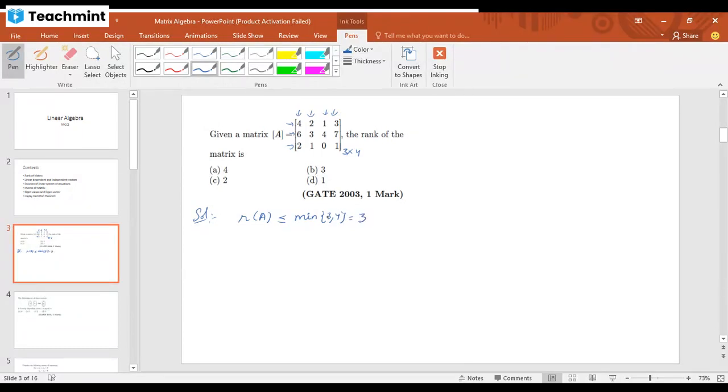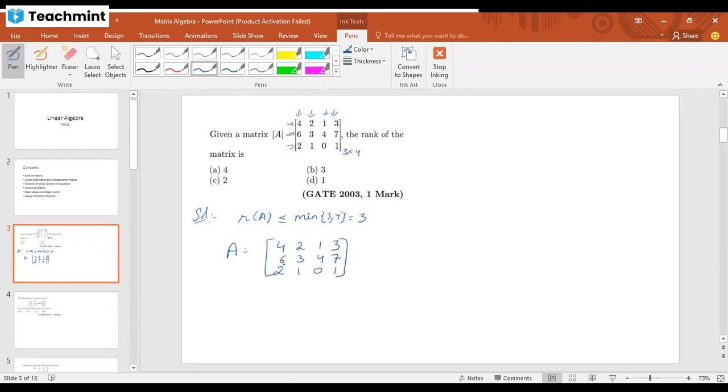To find out the rank of this matrix, we are going to apply the concept of row echelon form. We'll try to reduce the given matrix into row echelon form to find out the rank of the matrix. Firstly, we consider matrix A, whose elements are 4, 2, 1, 3, 6, 3, 4, 7, 2, 1, 0, 1.